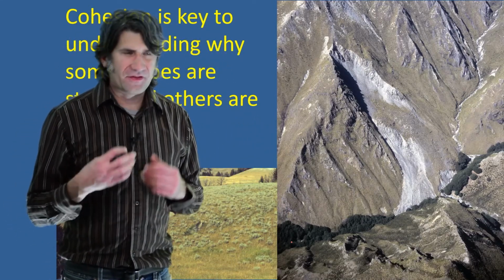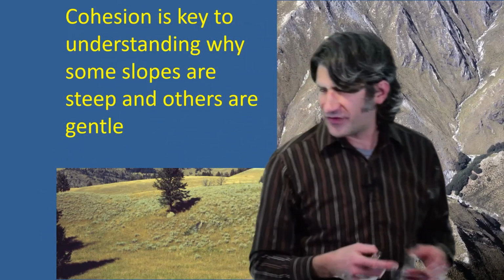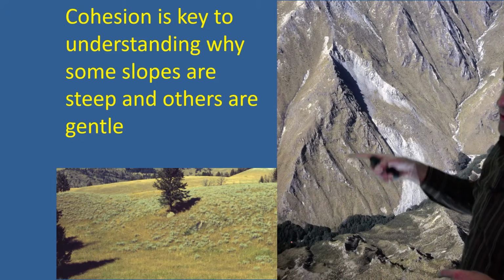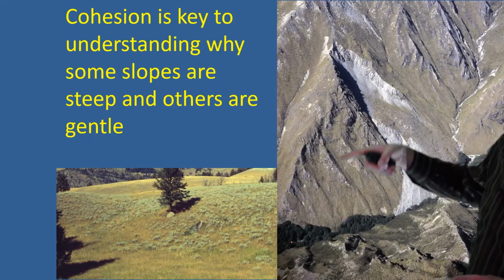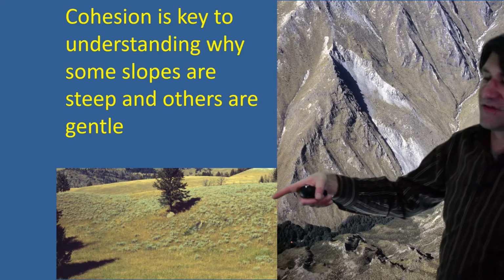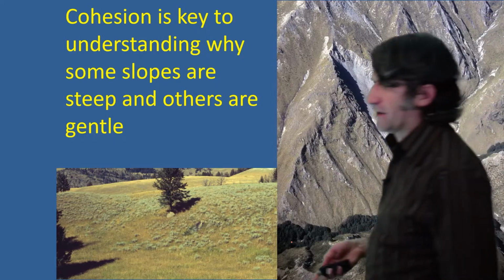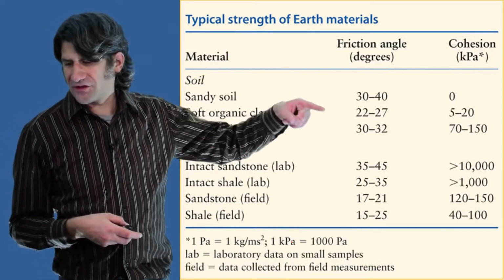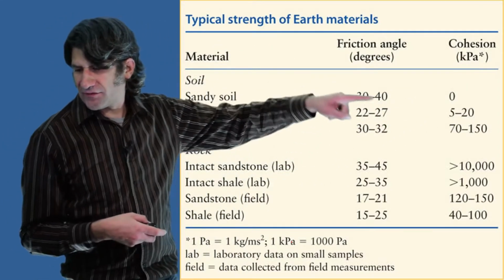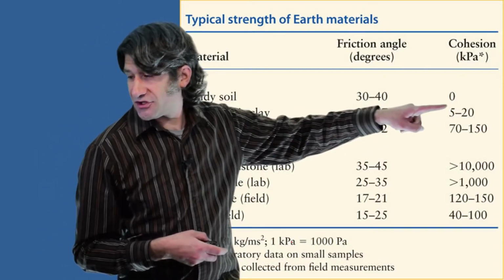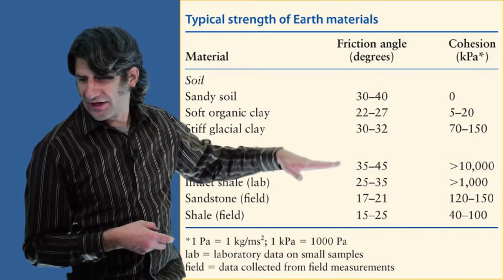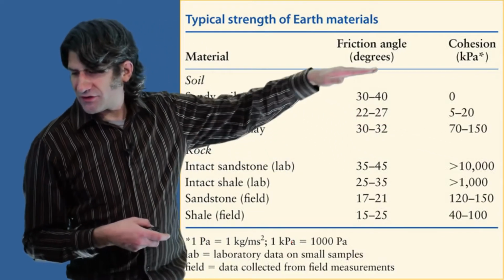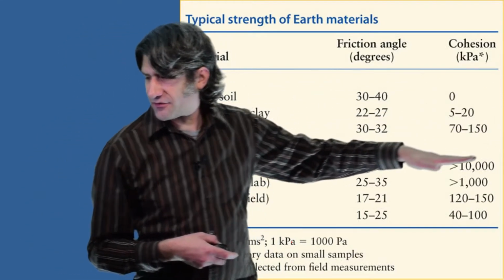The final point here is that cohesion is really important for understanding how you can get a nice slopey hill slope like this versus almost a steep vertical cliff. Bedrock has very, very high values of cohesion relative to sand, and so you can make very steep slopes in bedrock. There's a nice table in your textbook that shows the typical strength in terms of those friction angles and the cohesion. A sandy soil here is going to have almost no cohesion and a higher friction angle than, say, a clay, but a clay is going to have some cohesion to it. These cohesion values are measured in kilopascals here.